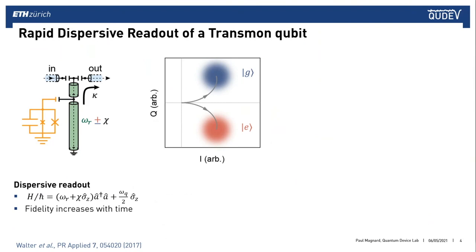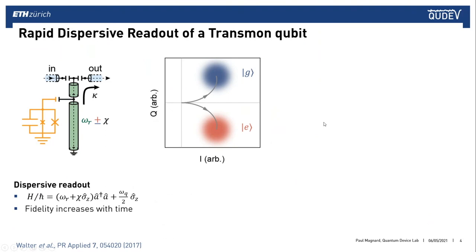Therefore, the amplitude and phase of a signal tone transmitted through the resonator, which we represent in the complex plane in this cartoon plot in the center, depend on the qubit state. Measuring the signal implements a projective measurement of the sigma z observable. However, the quantum noise and detection noise, represented by the blurs here, lead to a finite probability of making readout errors. A longer readout time increases the signal-to-noise ratio, and therefore lowers the readout error.